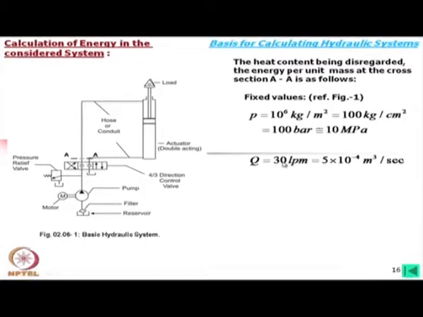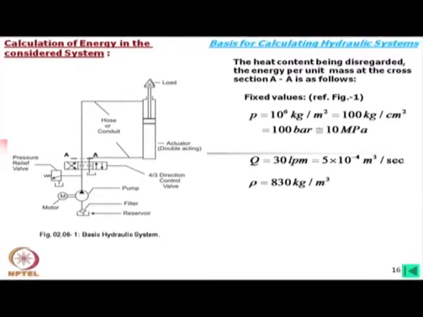Now, Q is 30 liter per minute. If you convert it, it will become 5 into 10 to the power minus 4 meter cube per second, which is in SI units. Now, the specific weight is 830 kg per meter cube, that is for hydraulic oil.